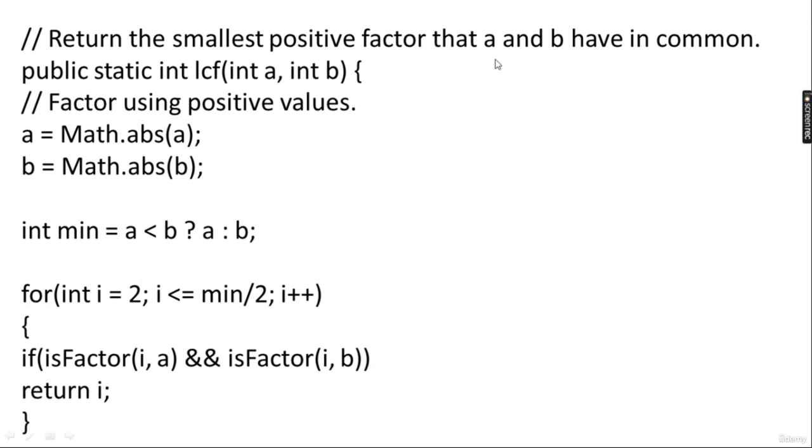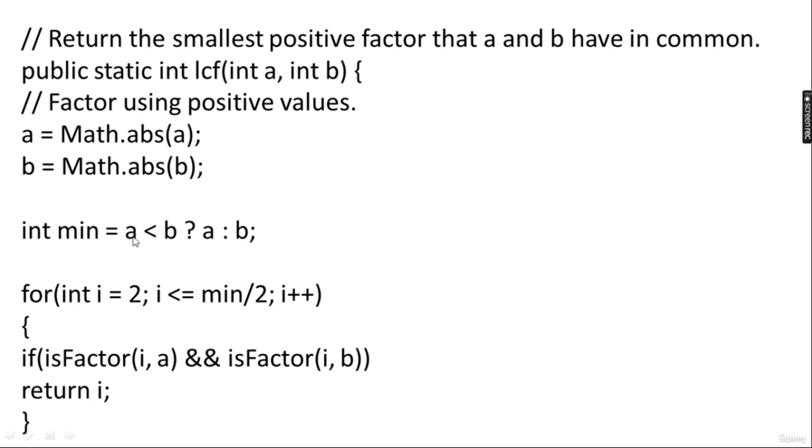Return the smallest positive factor that A and B have in common. The method is lcf, using positive values: Math.abs(A), Math.abs(B). The minimum will be obtained from whether A is less than B. If it is true, A will be the minimum, otherwise B will be the minimum. Then from 2 to less than or equal to minimum divided by 2, we are incrementing i by 1. If isFactor is true, A is a factor of this minimum and B is a factor of this minimum.